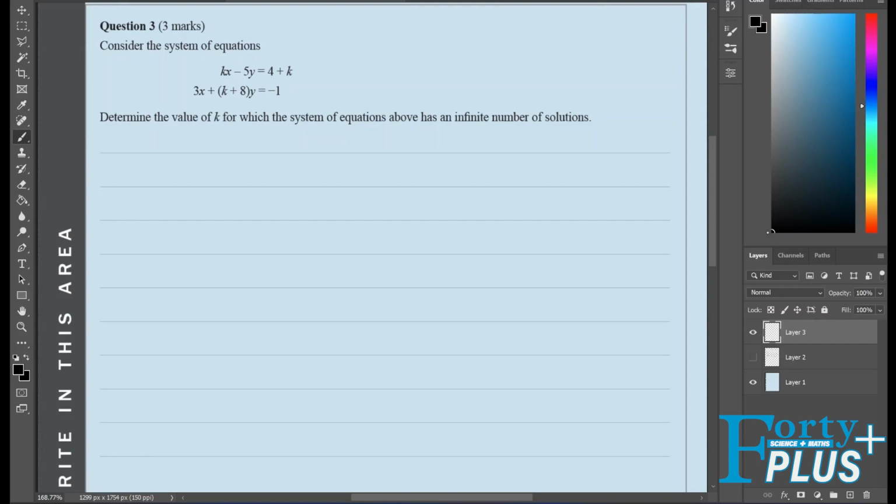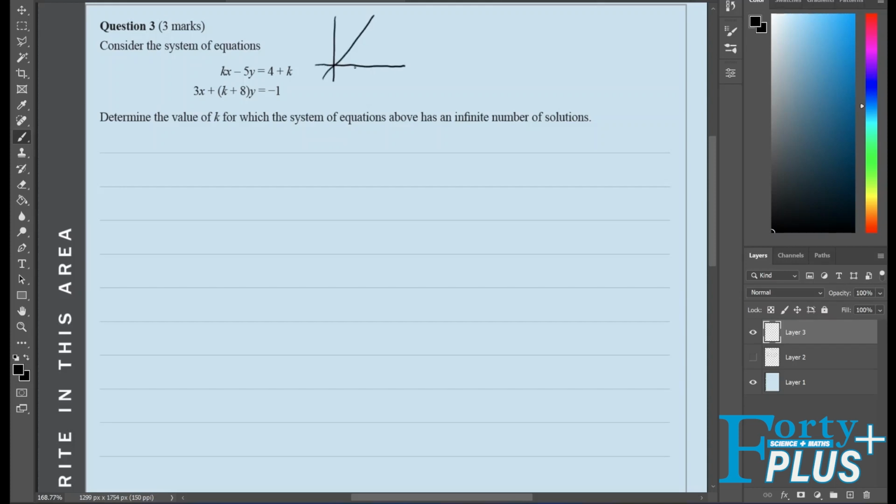Okay, question 3. Consider the system of equations kx minus 5y equals 4 plus k and 3x plus y times (k plus 8) equals negative 1. Determine the value of k for which the system of equations above has an infinite number of solutions. So we can see that these equations are going to be linear. Well, what does an infinite number of solutions mean?